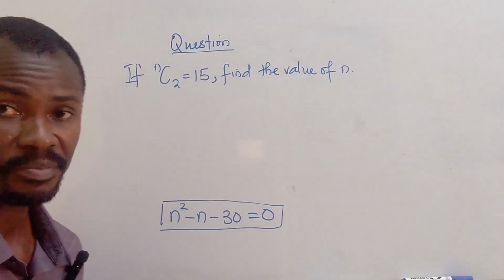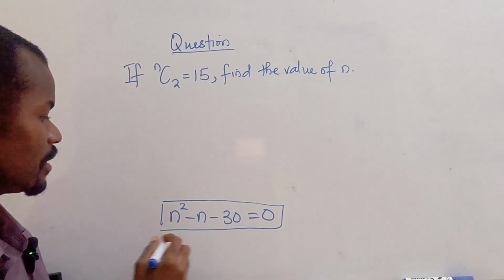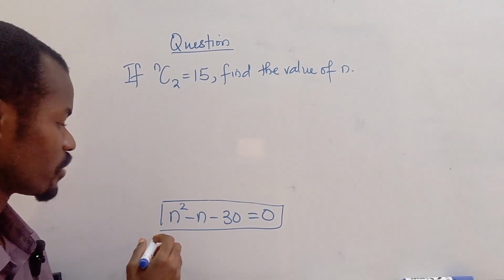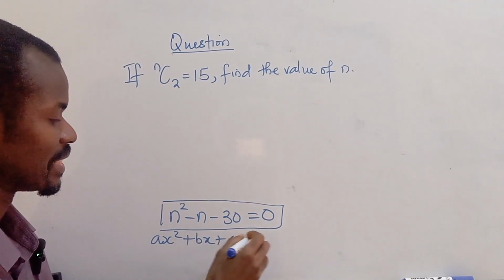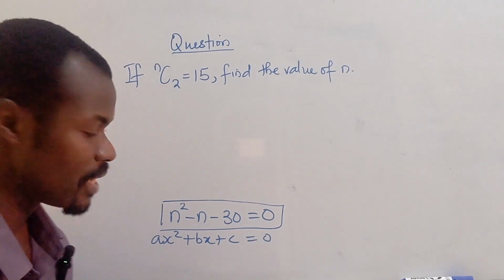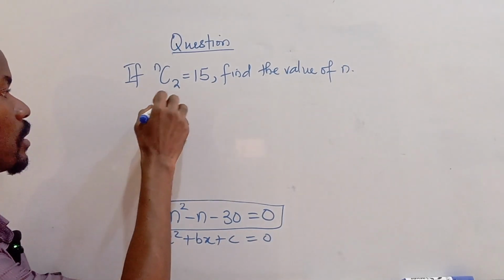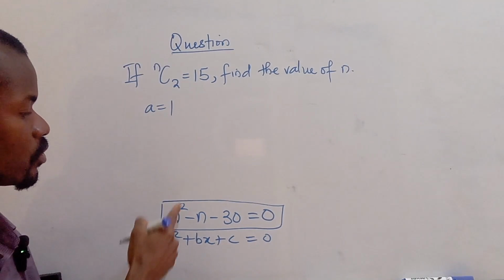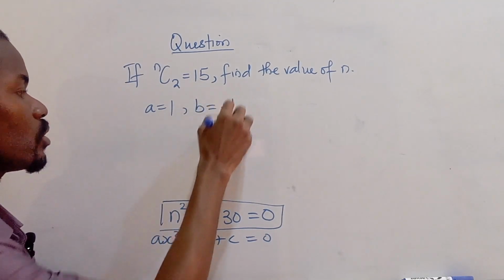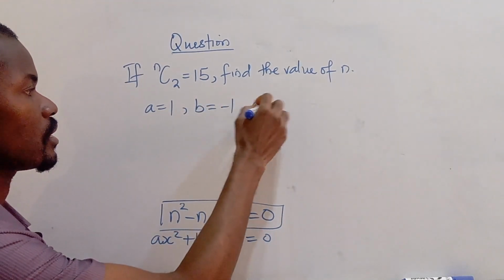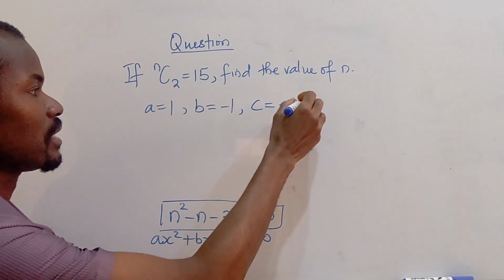Okay, so these are quadratic equations. Remember, the general form of a quadratic equation is ax squared plus bx plus c is equal to 0. So if we compare this, our a here is what? A is 1, the coefficient of n squared. Our b is what? Minus 1. And our c is what? Our c is minus 30.